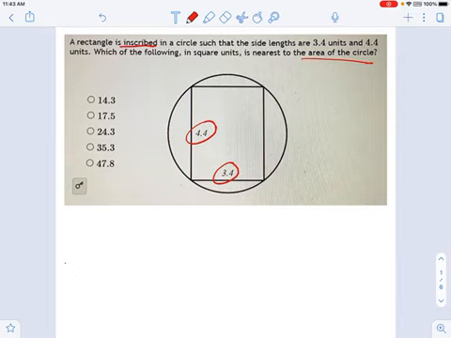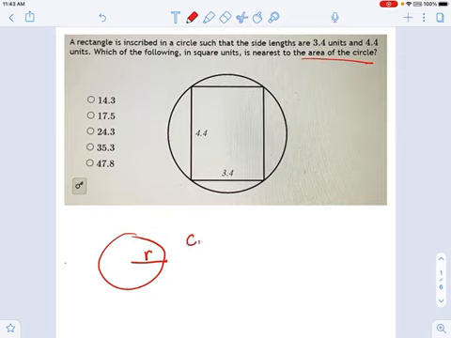Great, so we have some information here. Which of the following, in square units, is nearest to the area of the circle? So I want to focus on the area of the circle here. What do we need to calculate that? I really hope you have two things about circles memorized. If this is the radius of a circle, you ought to know that the circumference of a circle equals 2 pi r, and that the area of that circle equals pi r squared.